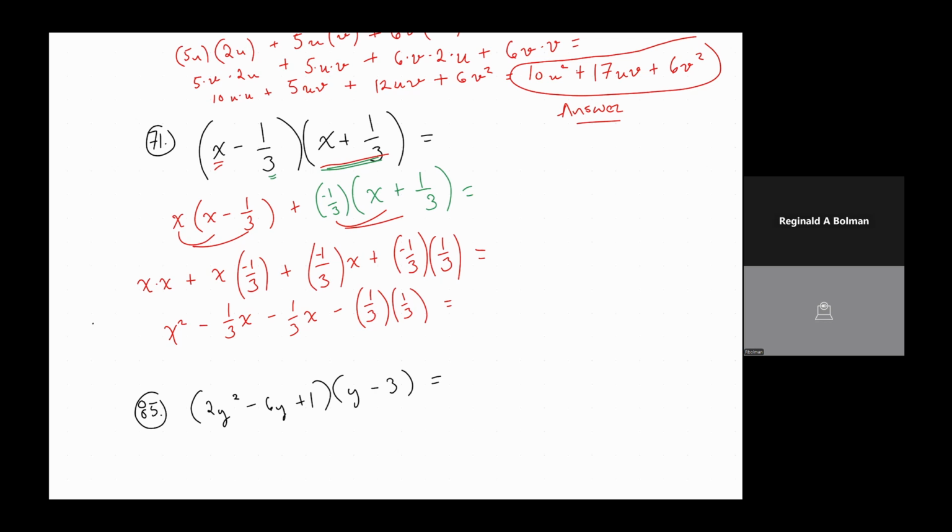Either way, x squared is just x squared. I owe you 1/3 of a banana, and I owe you another 1/3 of a banana. In total, I owe you 2/3 of a banana at the end of the day. Okay.